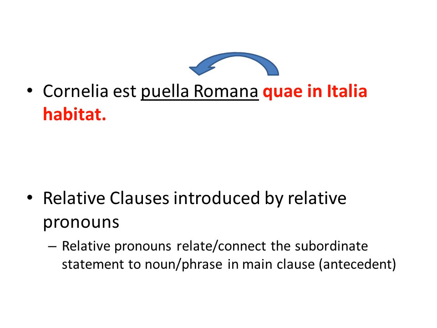So relative clauses, quae in Italia habitat, are introduced by what we call relative pronouns. And relative pronouns relate or connect the subordinate statement to a noun or phrase in the main clause. And that noun or phrase in the main clause is called the antecedent, because it literally sits, cadent, before, ante, the relative clause. So in our example, puella Romana is the antecedent of the relative clause, quae in Italia habitat.